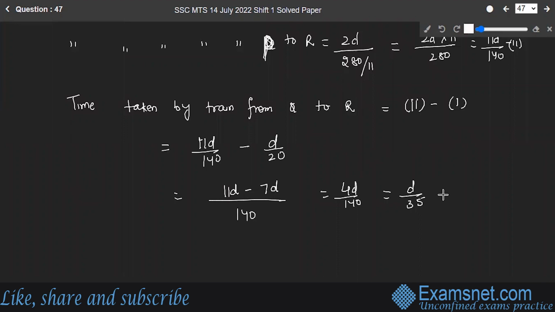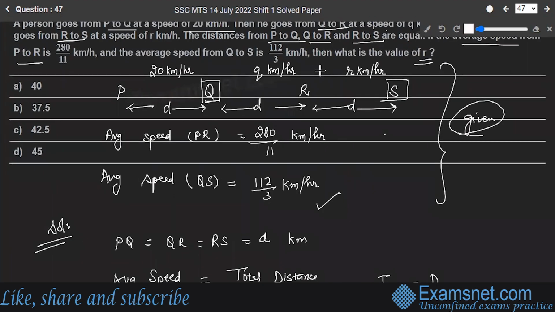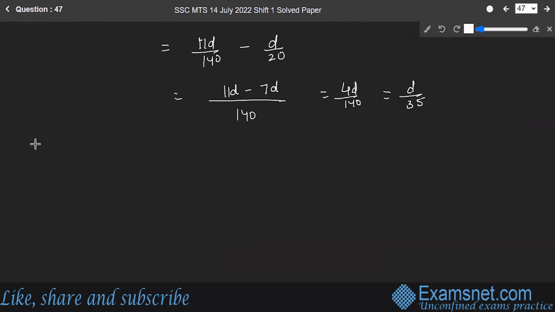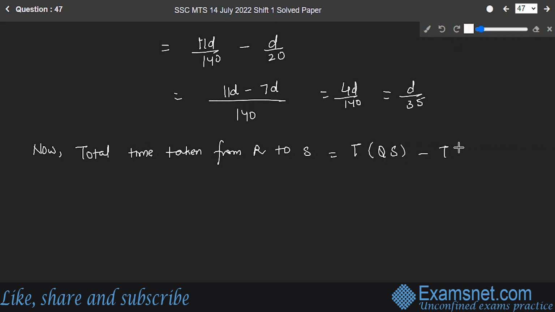Now, the total time taken by the train from R to S, right? Let's narrow our search to this R to S part. The total time taken from R to S is the time taken from Q to S minus the time taken from Q to R.